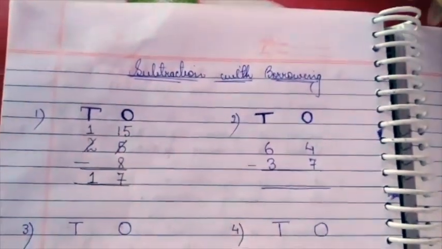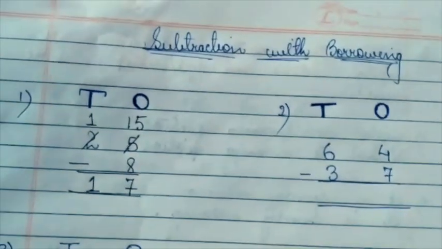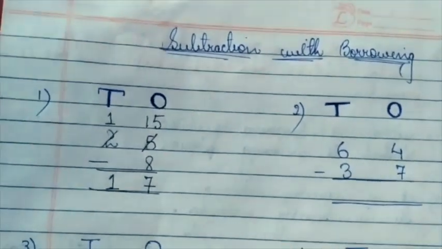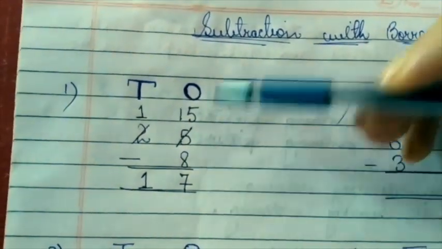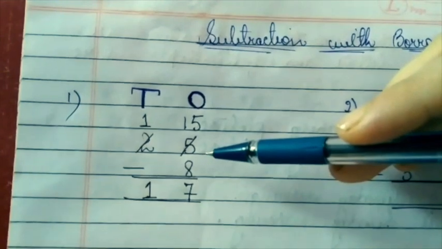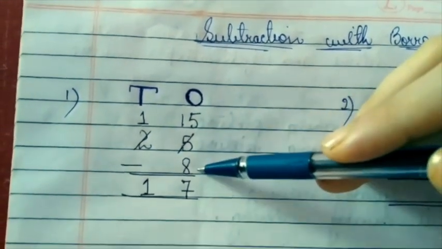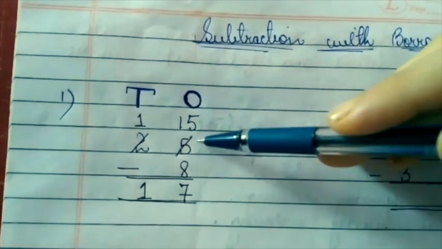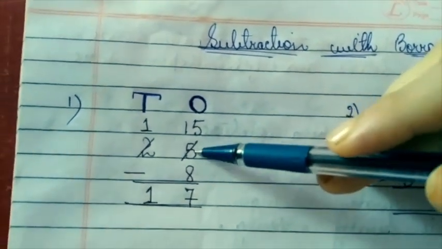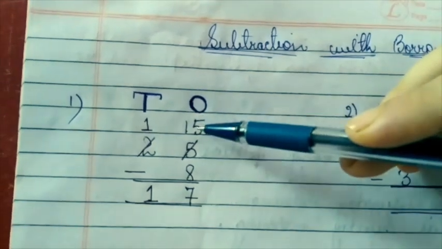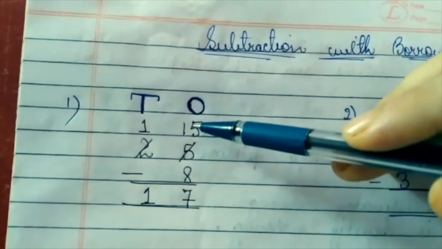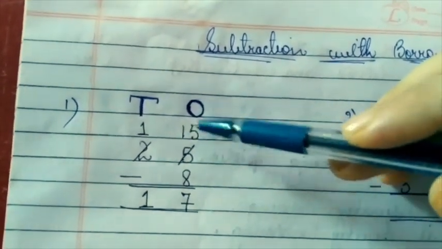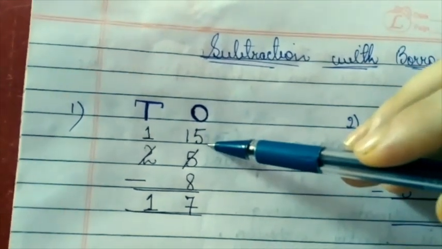We will take the first example. Let us subtract 25 minus 8. Let's subtract ones first. We know that 8 cannot be subtracted from 5. So we will borrow 1 from the tens column. So 2 becomes 1 and 5 becomes 15. 15 means 1 tens, 5 ones.